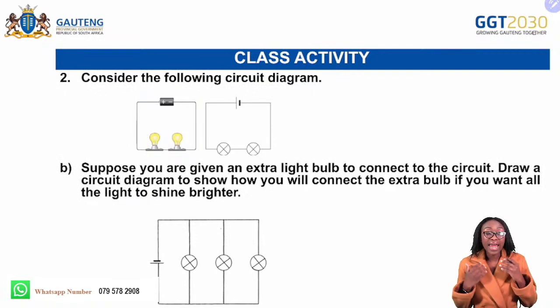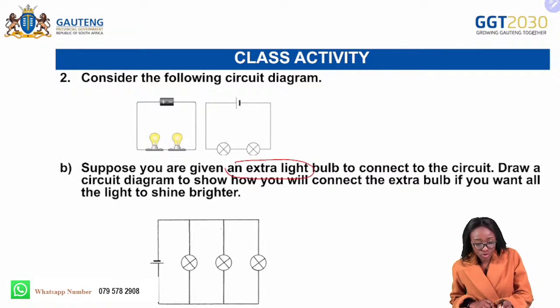You are given an extra light bulb. So you have 2 already. So now if we get an extra 1, you've got 3. So you give it an extra light bulb to connect to this circuit. So draw a circuit diagram to show how you connect an extra bulb.